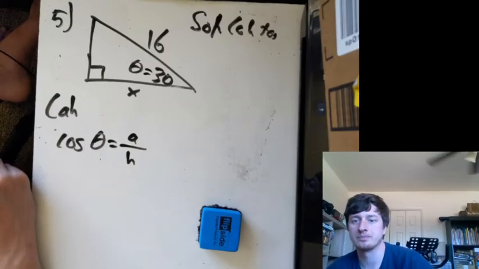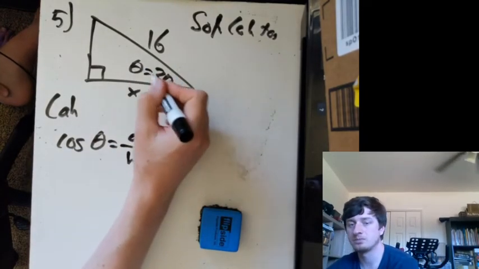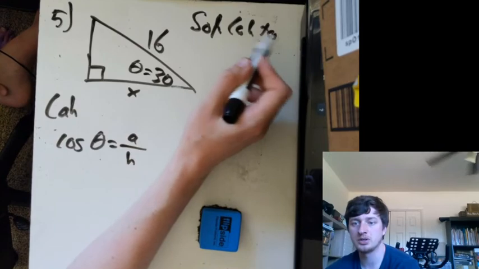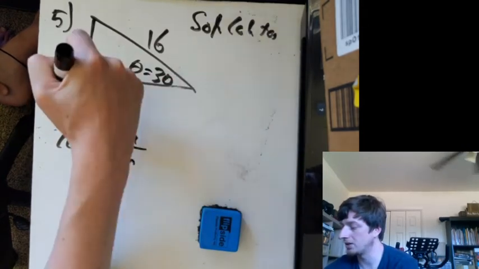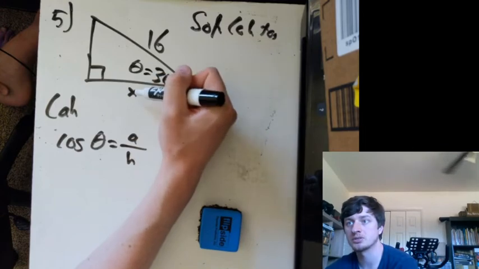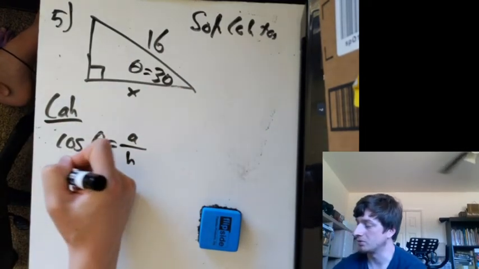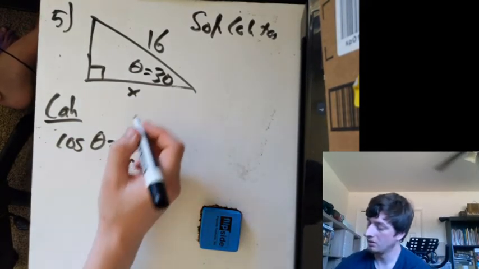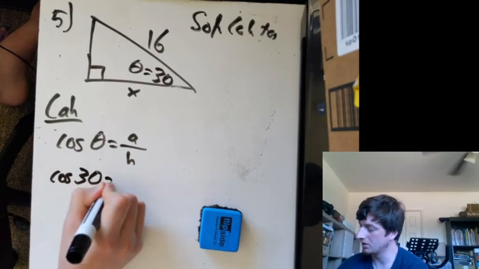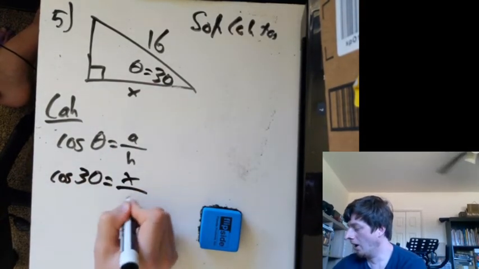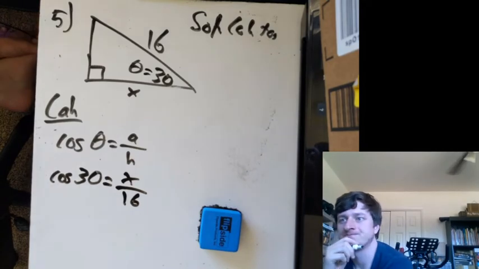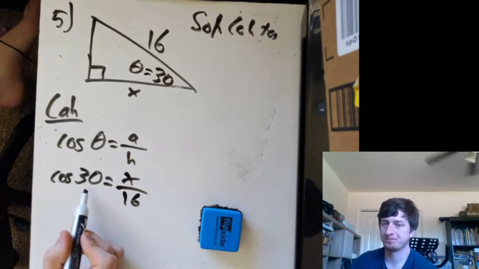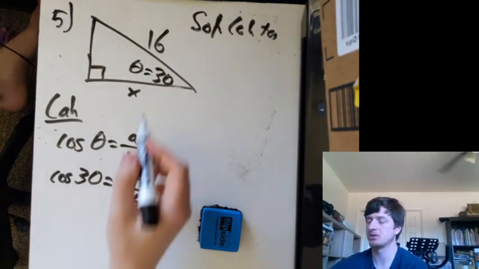So I have my right triangle. Looking at theta is 30. Which one from our phrase SOHCAHTOA has an adjacent side and a hypotenuse in it? Because 30 is adjacent to the x. That'd be CAH. So we use cosine. So cosine of theta equals adjacent over hypotenuse. So we would get cosine of 30 equals x over 16, because the angle is 30, theta is 30, x is the adjacent side, 16 is the hypotenuse.